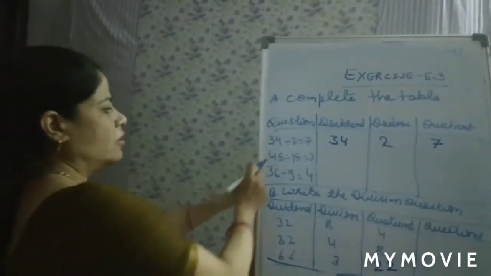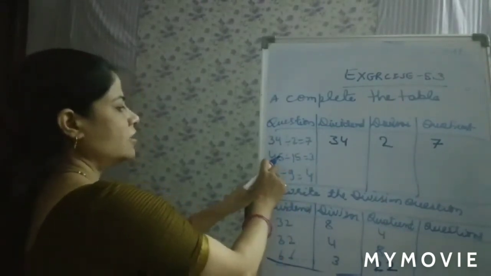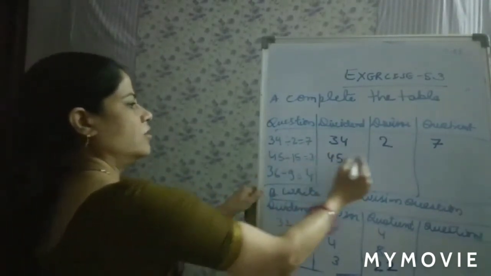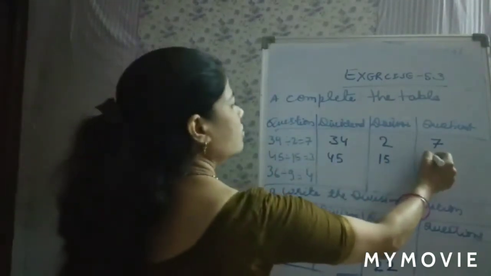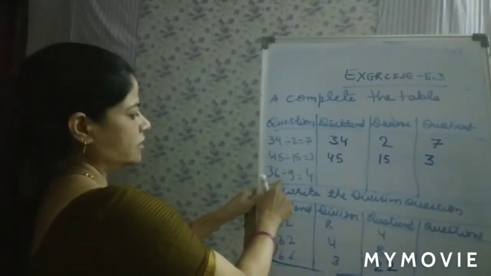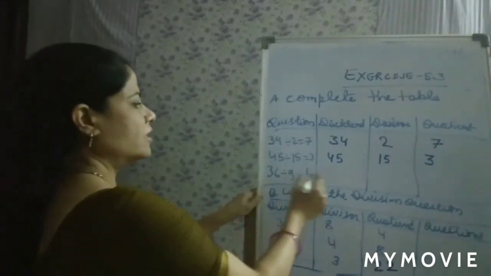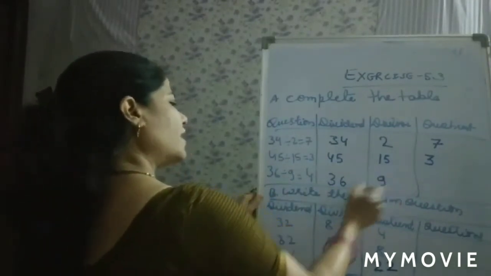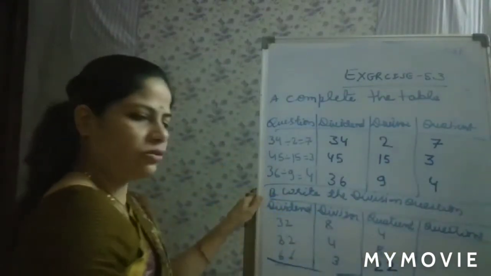Let's see the next question. 45 divided by 15 equals 3. Here 45 is being divided, so you have to write 45 as dividend, and we are dividing by 15, so write 15 as divisor, and we are getting answer 3. So the quotient is 3. Next question is 36 divided by 9 equals 4. Here we are dividing 36, so 36 is dividend, and we are dividing by 9, so 9 is divisor, and we are getting answer 4. So 4 is quotient. Okay.